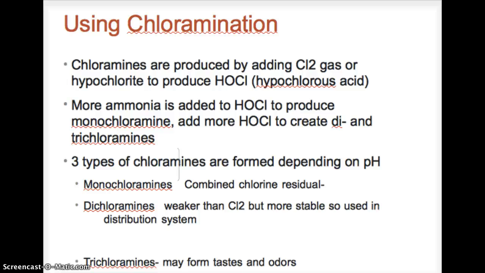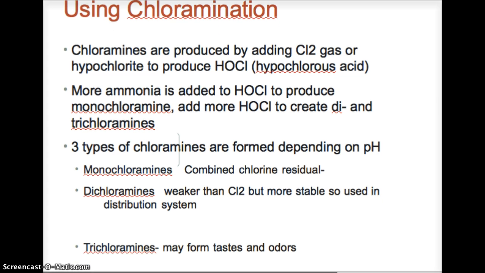The monochloramines are what you're looking for. That's the combined chlorine residual. That's what you're going to use to chlorinate with. The dichloramines are weaker than the Cl2, but they are more stable, so they can be used in a distribution system. And then the trichloramines may form tastes and odors. So they are the least desirable of the 3.